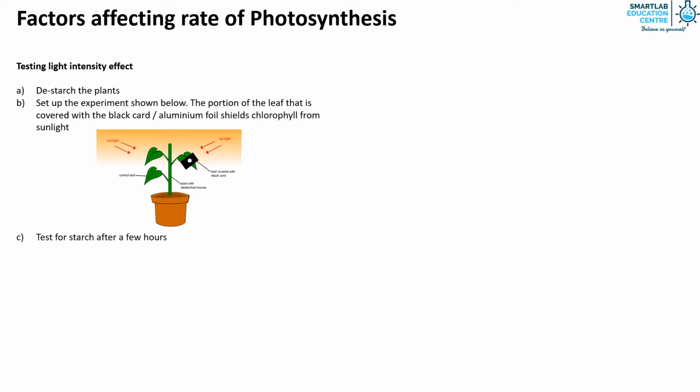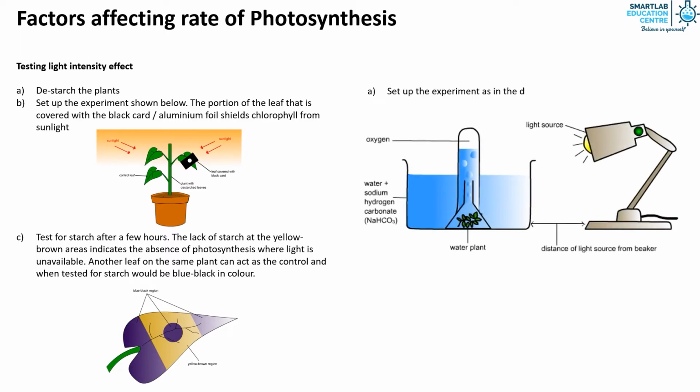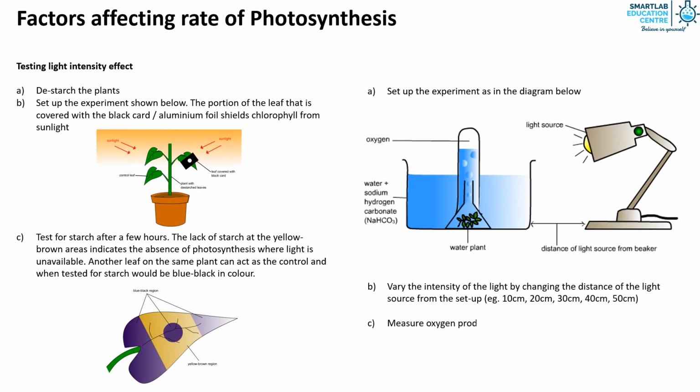The lack of starch at the yellow-brown area, as seen in this diagram, indicated the absence of photosynthesis where light is unavailable. Another leaf on the same plant can act as the control, and when tested for starch it would be blue-black in color. In the next experiment, set up the experiment as shown in the diagram below. We will vary the light intensity by changing the distance of light source from the setup. Similar to what we have seen previously, we will measure the rate of photosynthesis by counting the number of oxygen bubbles produced per minute.